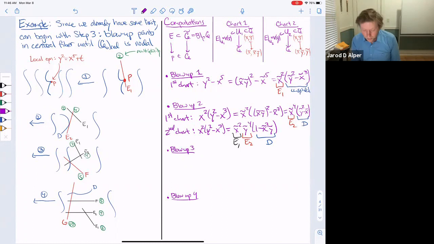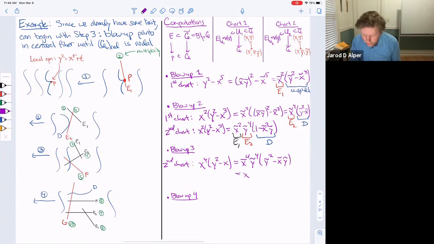So we blow up again, and here we're going to just look in the second chart. And so we're looking at this equation, x to the fourth, y squared minus x, and we're computing its pre-image in the second chart. And this is x tilde to the fourth, y tilde to the fifth times y tilde minus x. And so here, in the second chart, this is the exceptional divisor, which I've called F. This is the second exceptional divisor, E2.